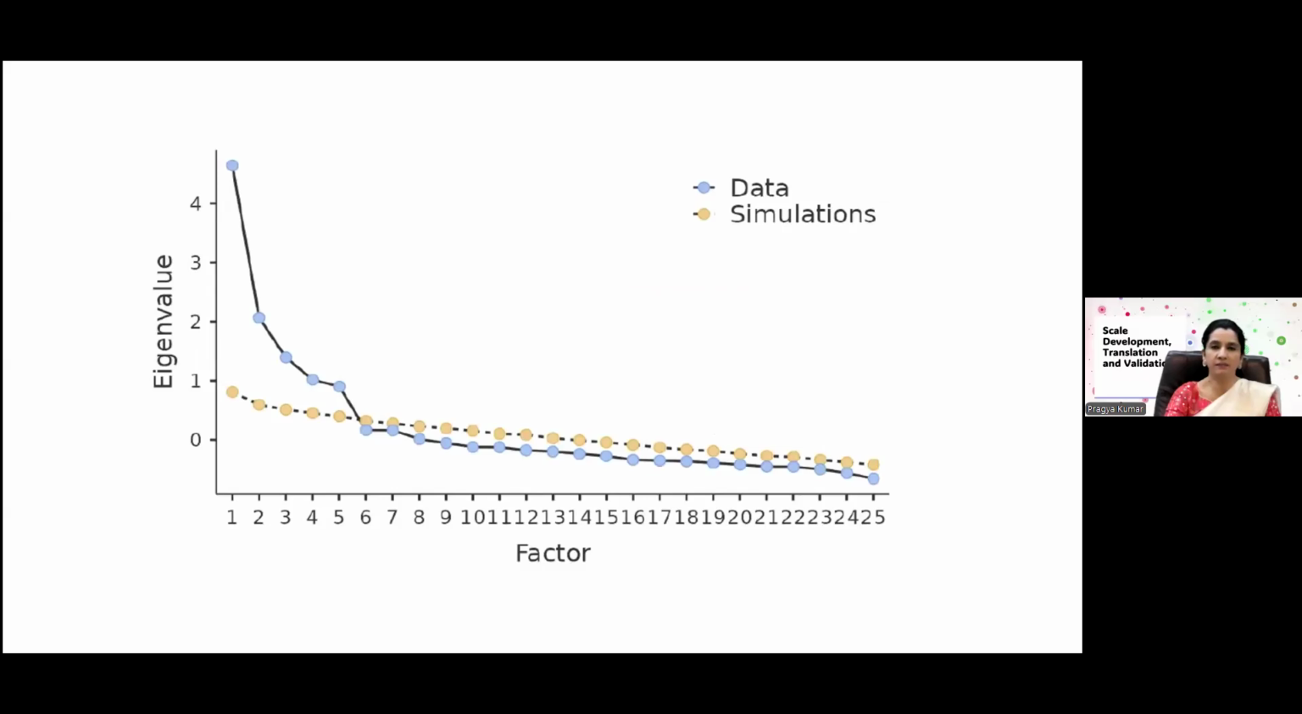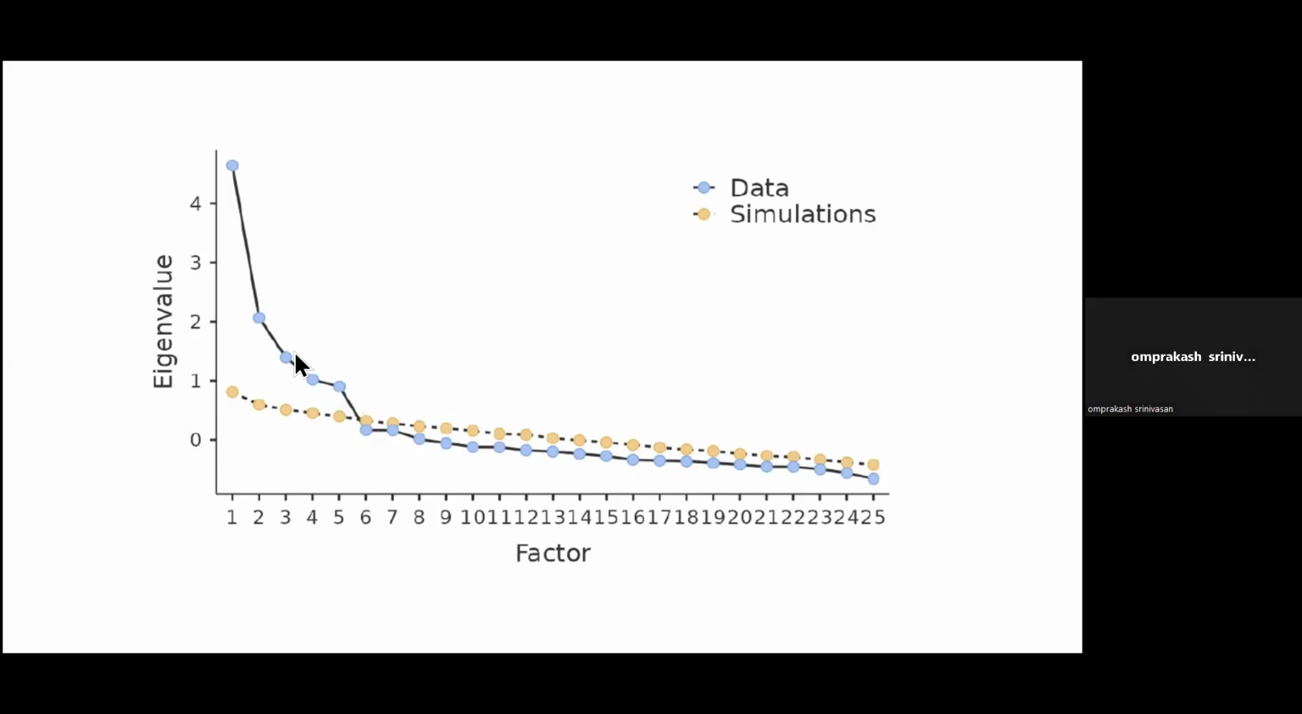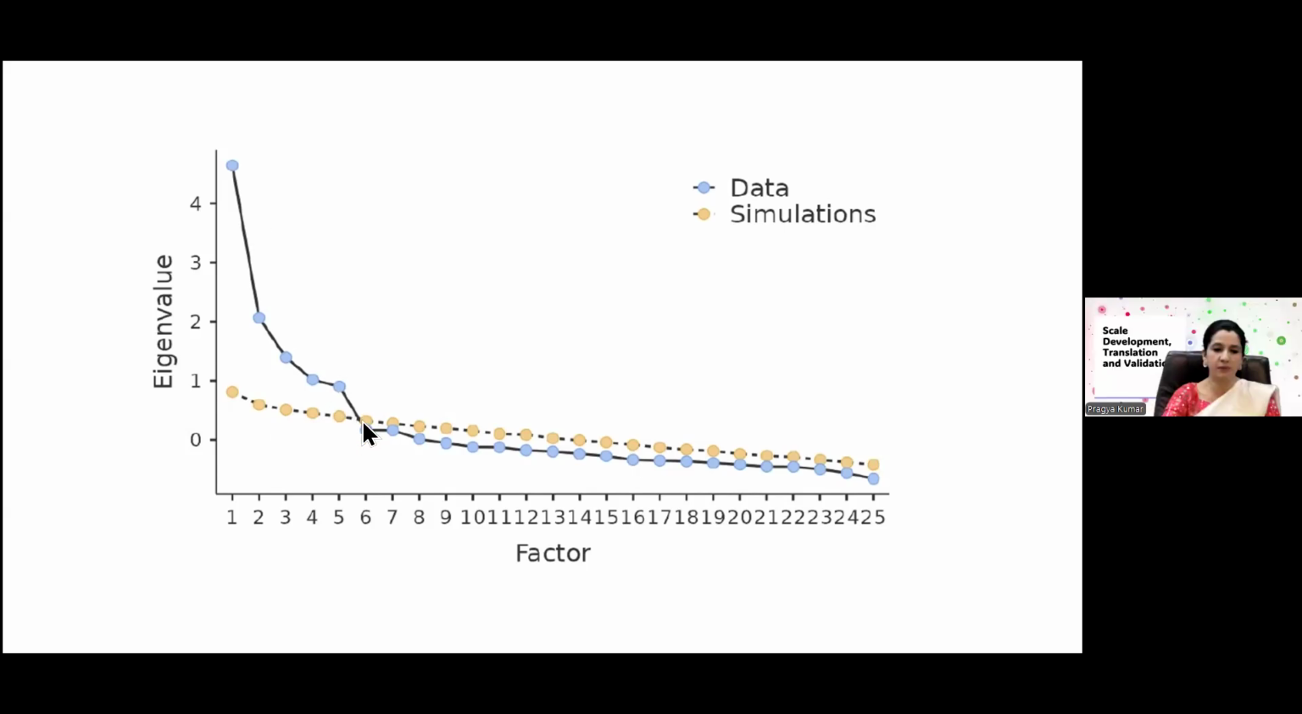We'll go very slowly, one by one. These are again the same thing. So how many factors will you extract from this? This is again from the parallel analysis, and this is the data. 3 and 2, 5 factors, because after that it has gone down.